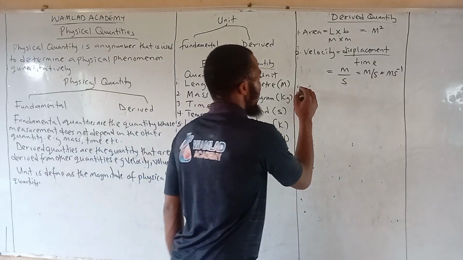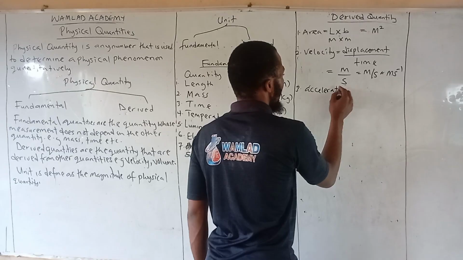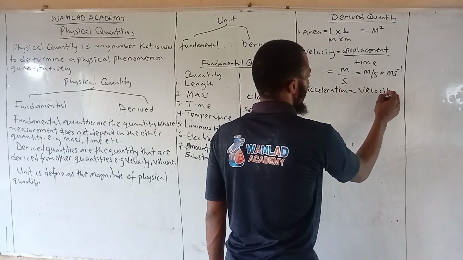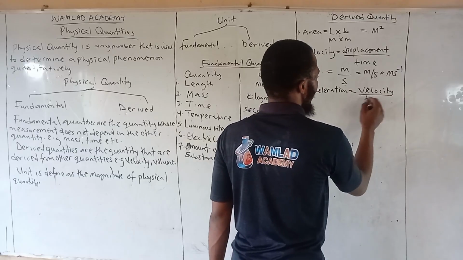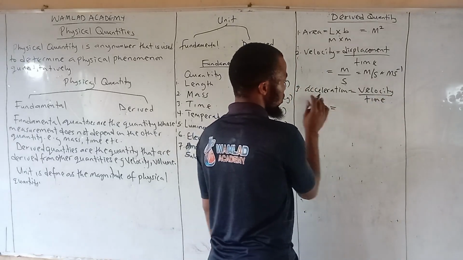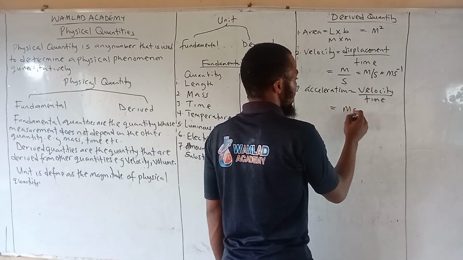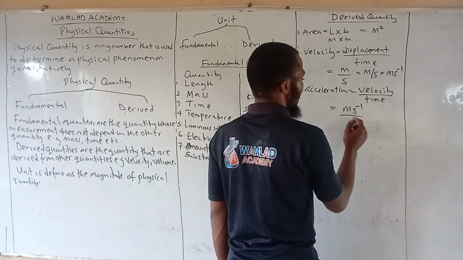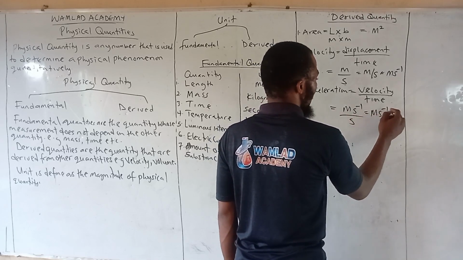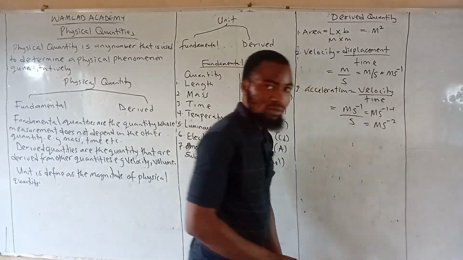Then another one, you have acceleration. The formula for acceleration is velocity over time. And don't forget, to know the unit of acceleration, you already know the unit of velocity, which is meter per second. Meter per second divided by time, which is seconds. So if this s goes up, you are going to have ms to the power minus 1 minus 1. At the end of the day, you are going to have meter per second square.